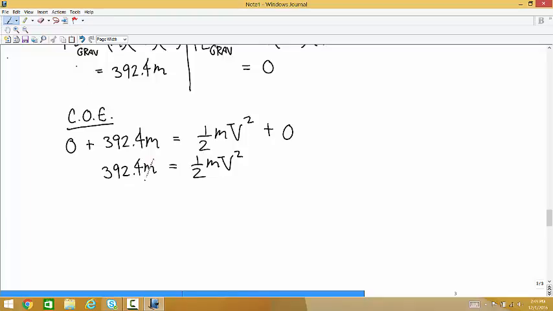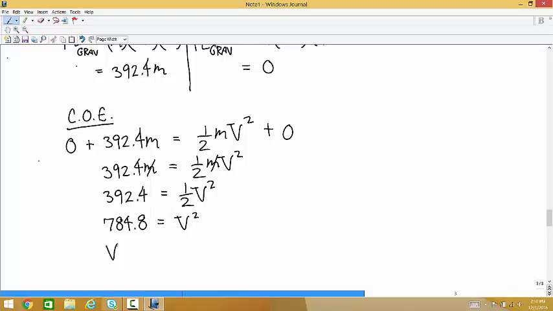You can divide both sides by m, get rid of those. And so now you have 392.4 equals 1/2 v squared. What that says, that we get an equation where m cancels out, is that the speed of the skier, if there's no friction, doesn't have any dependence on the weight. So a bigger person doesn't go any faster. 784.8 is equal to v squared.